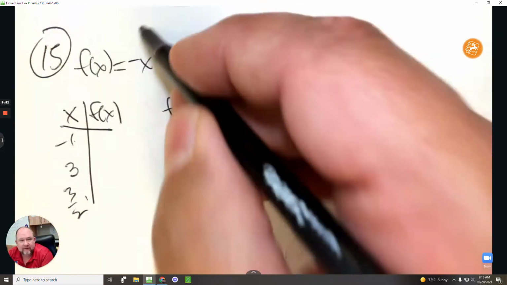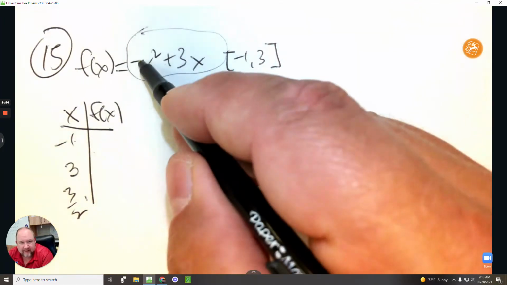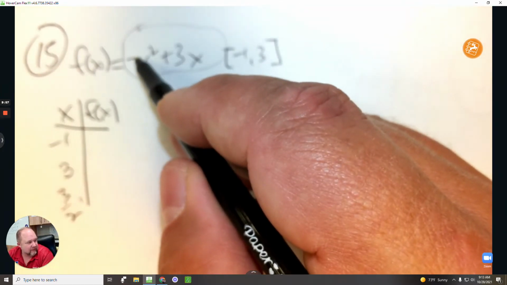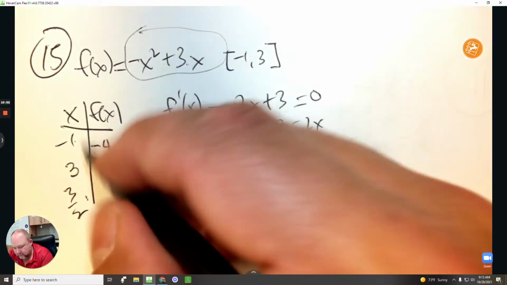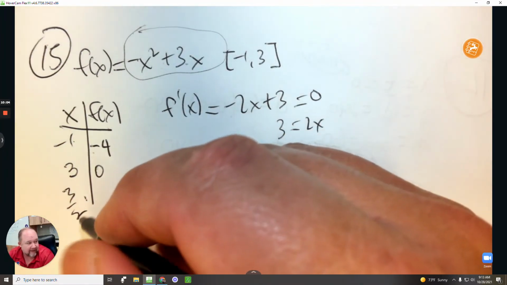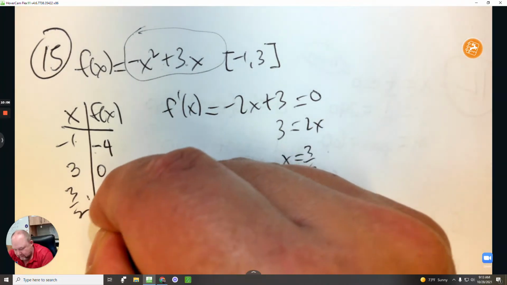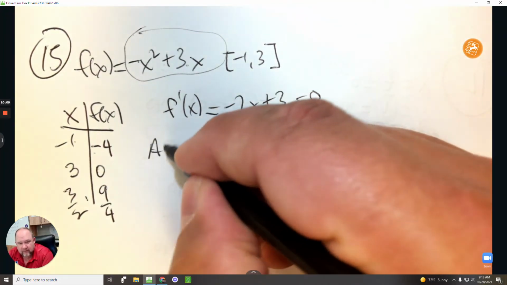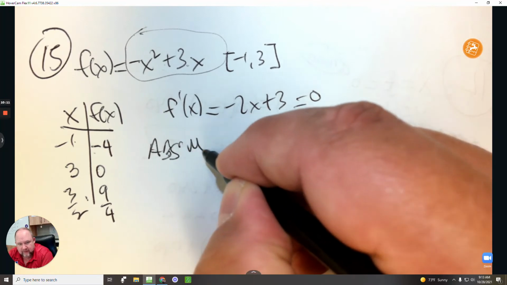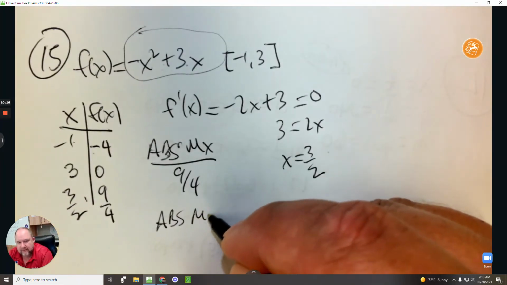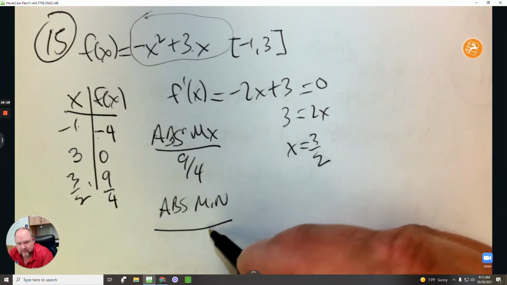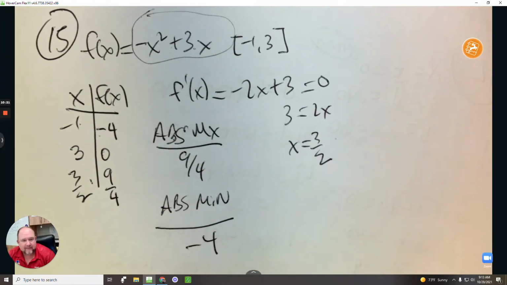And then each one of these, you plug into the function. If I plug in -1, I get the answer -4. If I plug 3 in, I get the answer 0. And if I plug 1.5 in, or 3 over 2, I get 9 over 4. And then if I want to know what the absolute max is, what's the biggest number in that group? That's 9 over 4. If I want to know the absolute minimum, what's the smallest number here? It's negative 4. So that's my maximum and minimum. Good review, right? And if a question comes up like that, those are one of the easier questions.